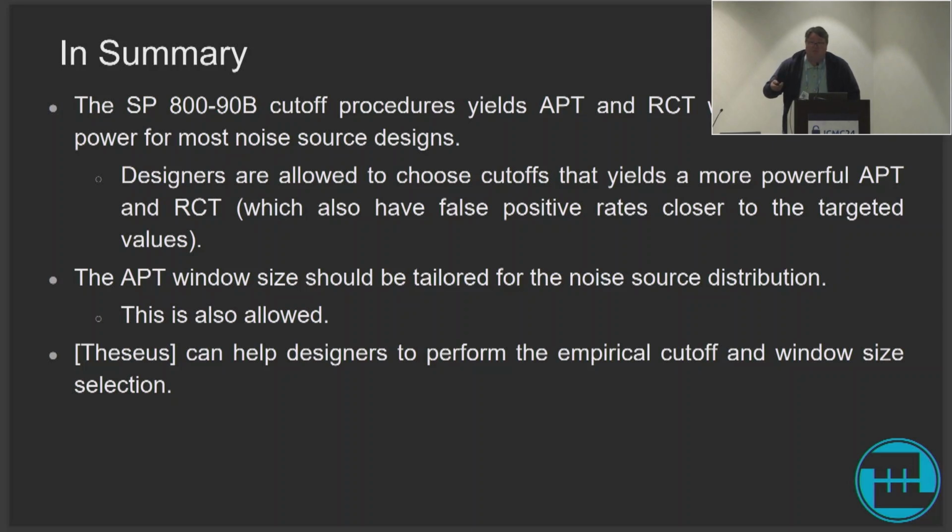In addition, the APT window size can be tailored for the noise source distribution, and that's explicitly allowed in this scheme. So you should definitely think about doing that, and I'll show you some examples where that can make a difference. Also, if you're interested in figuring out what cutoffs are appropriate, there are software tools to help you do that empirically. We have a set of them, and they're publicly available. You can download them and use them for free. So I certainly encourage you to take a look.